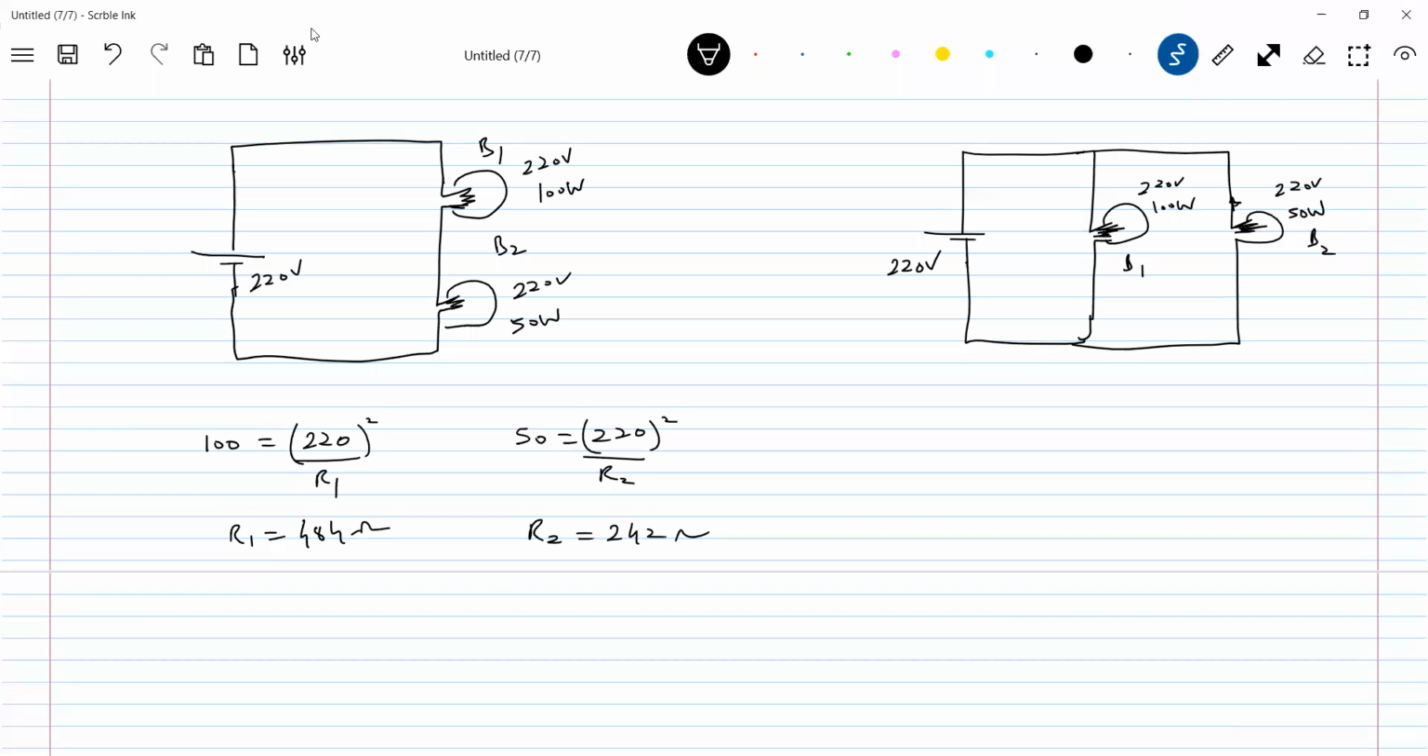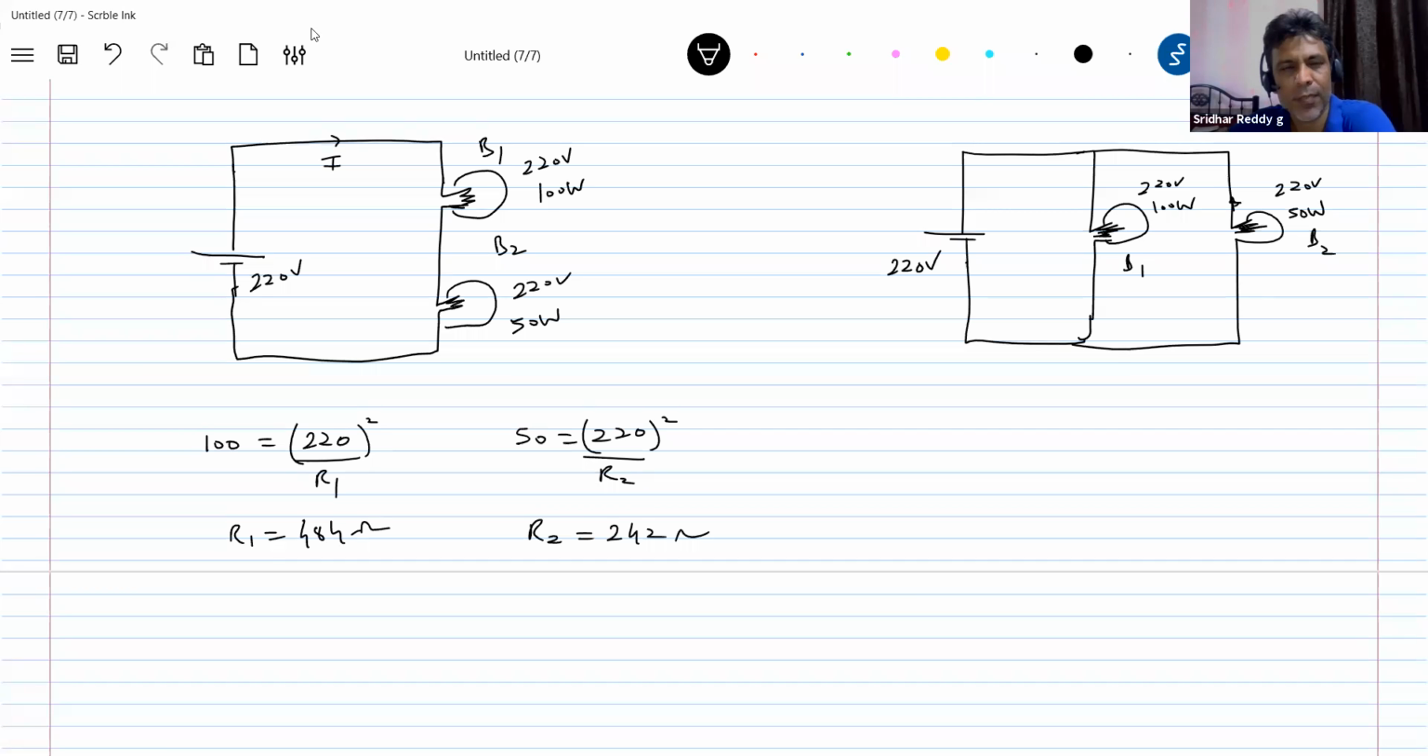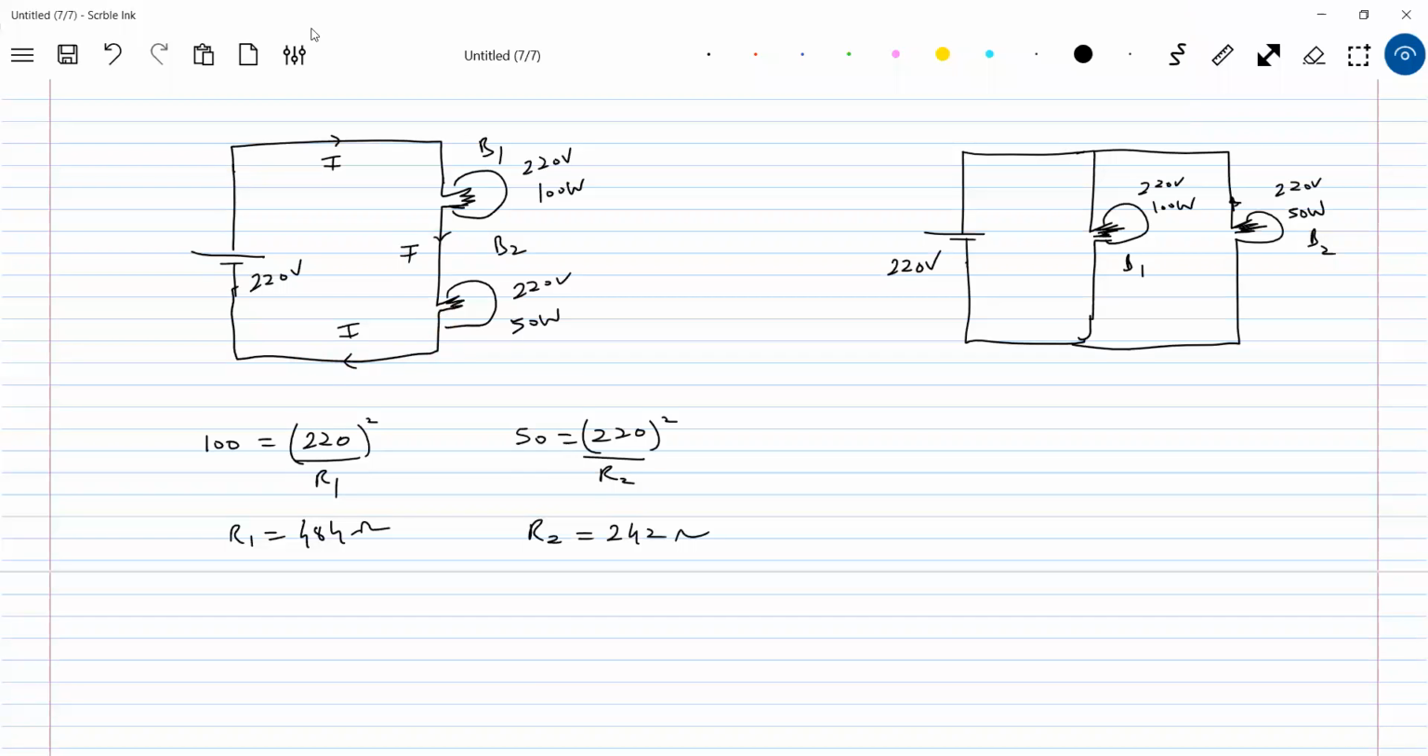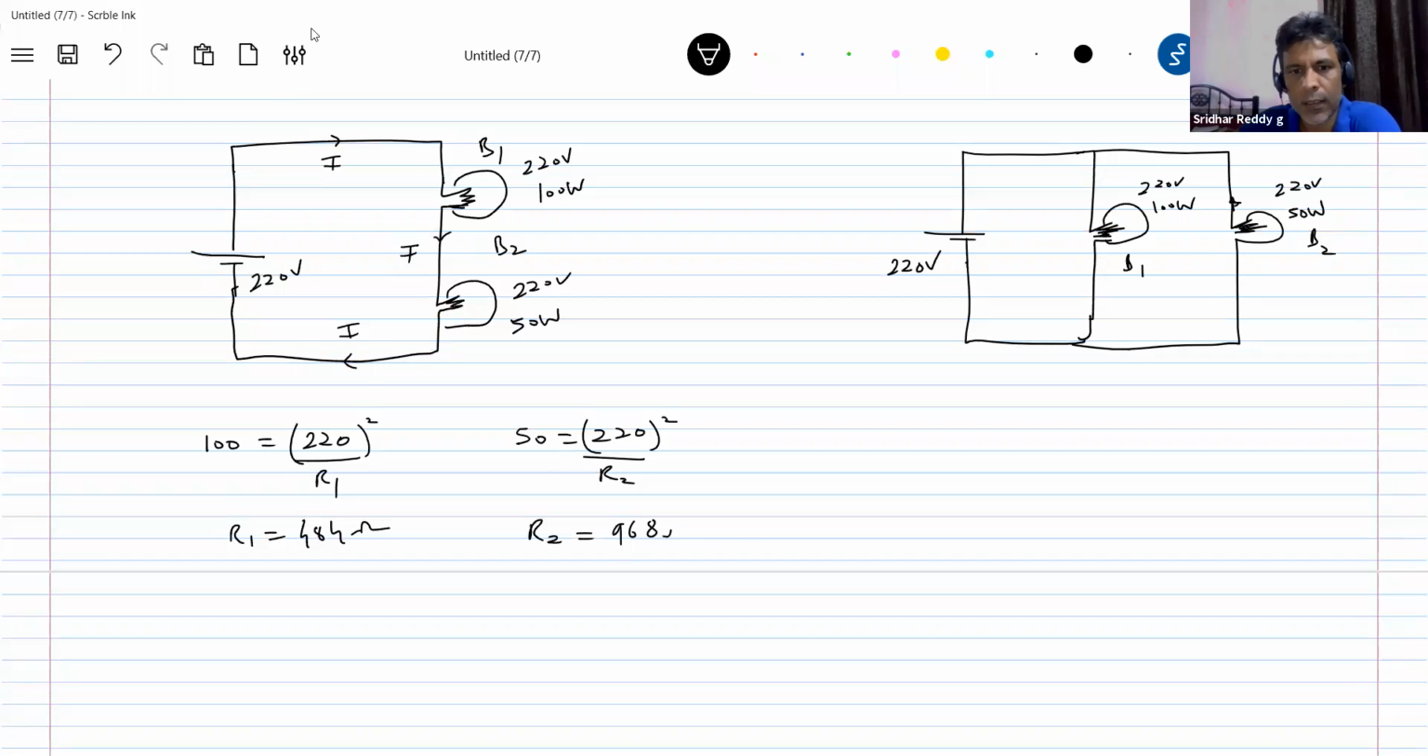Now when I connect them, a current I will flow. The same current I will pass through both the bulbs because they are in series. Their series resistance is 484 plus 968. Sir, R2 is 968. Yes, 968 ohm.